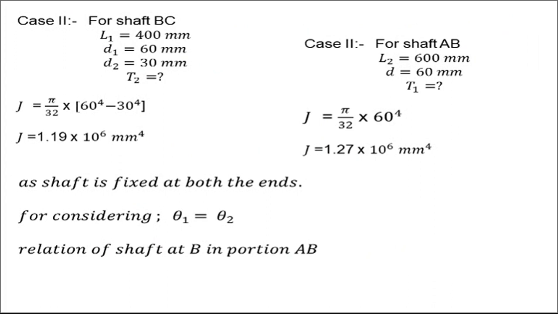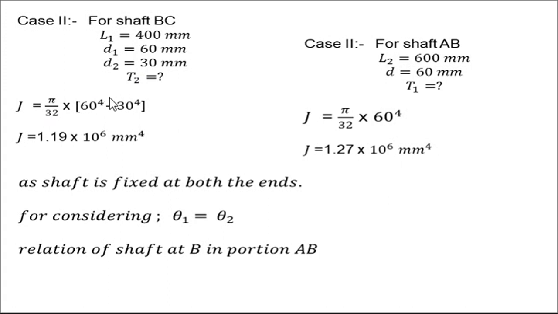First of all, for shaft BC, we have divided the total shaft into two portions, one is BC and another is AB. For BC, the length is 400 mm. A smaller diameter shaft of 30 mm is inserted, so it behaves like a hollow shaft. The outer diameter is 60 mm and the inserted sleeve is 30 mm. In this case we have to find T2, the torque applied at the BC portion.